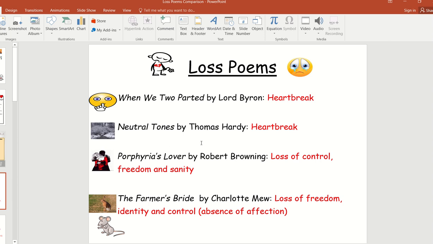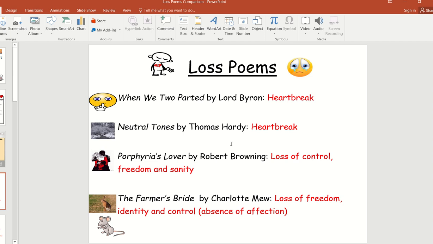Then we've got Porphyria's Lover. So this is the one that's a little bit weird, and something that we do need to be clear on in terms of this poem is that the poet Robert Browning is not the speaker of the poem. So, the person who murders Porphyria is a fictional narrator. That is a made-up narrator that Robert Browning has created. It is not Robert Browning himself that goes around murdering women by strangling them with their hair.